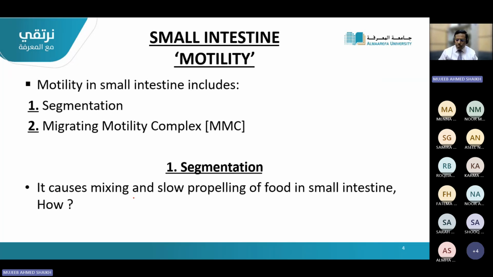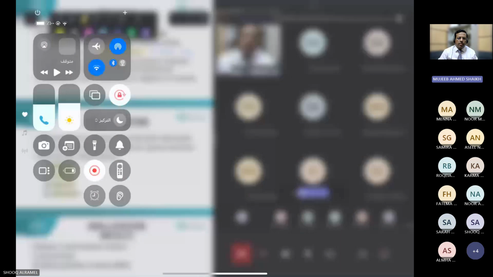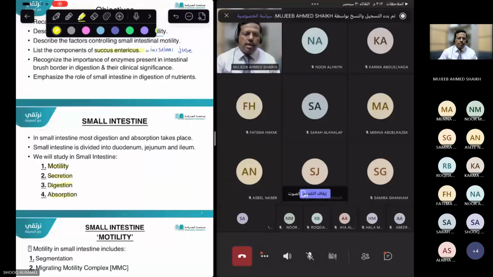So for intestinal motility, there are 2 types. 2 movements are seen in the small intestine. One is known as segmentation. And the second one is known as migrating motility complex. The short form is MMC, migrating motility complex.